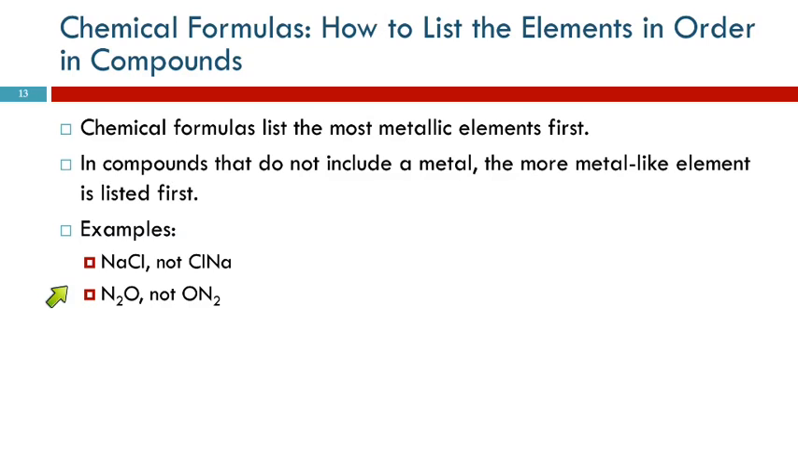So in the examples here, NaCl, sodium is a metal. We can tell from the periodic table because it's on the left side. And chlorine is a nonmetal. So we're going to put sodium first and then chlorine. And it's just a convention that we have established.